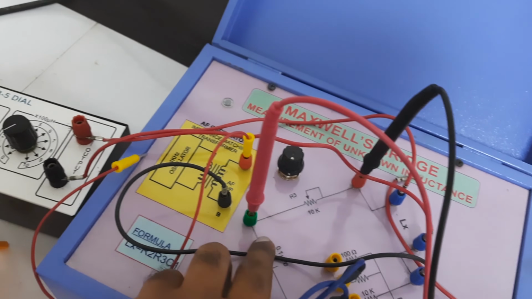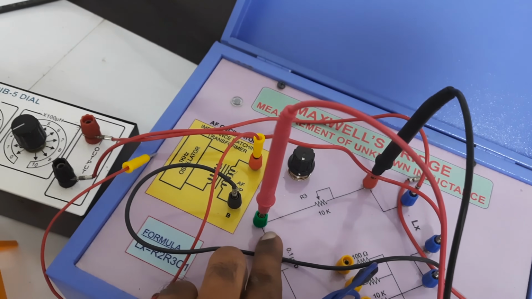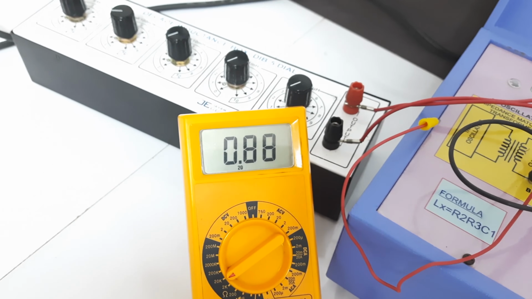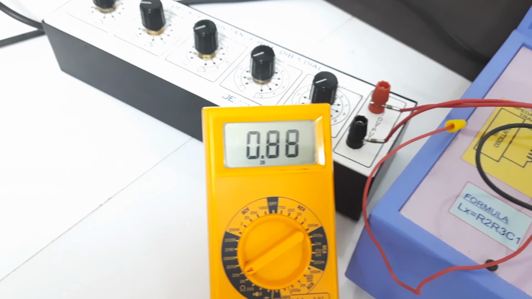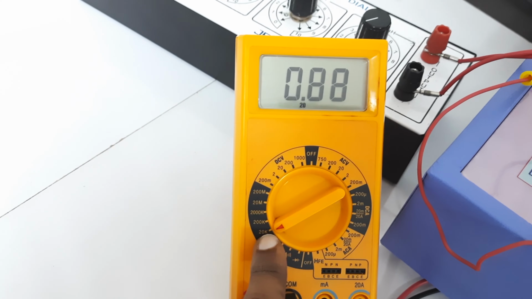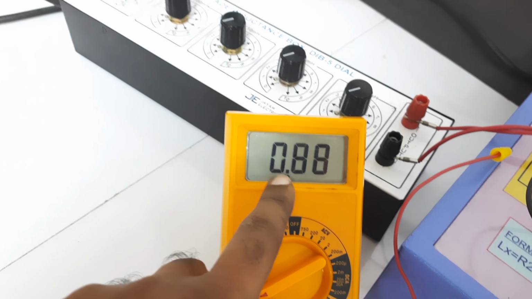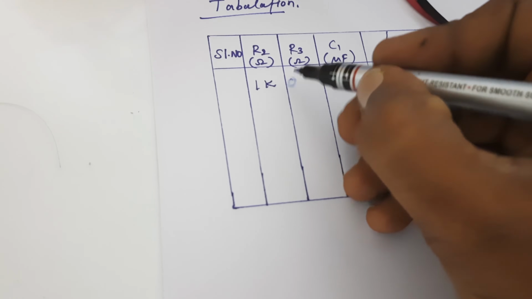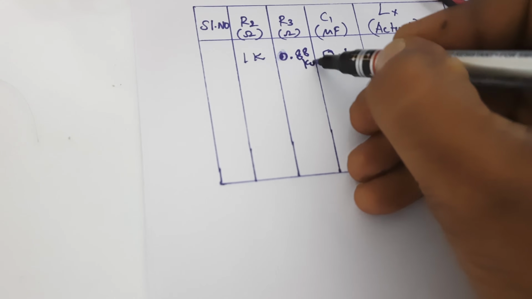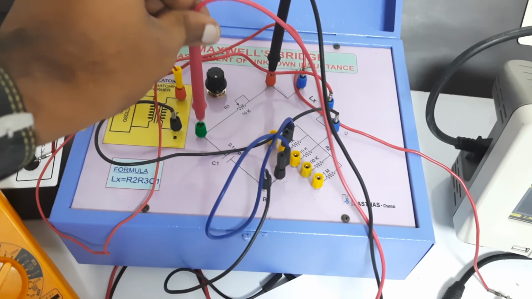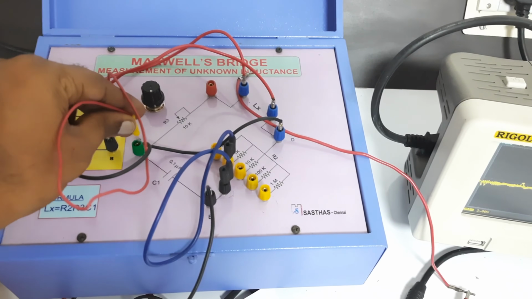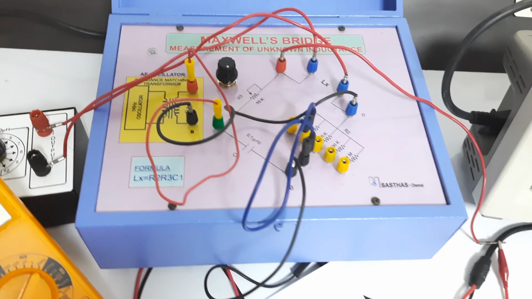Now I connected the multimeter across the resistance R3. The value of resistance is now 0.88 kilo ohm. Here I had connected 10k, but this value is 0.88 kilo ohm. So the R3 value is 0.88 kilo ohm. Now I am going to remove the multimeter and connect the terminals again, so that I can take another reading.